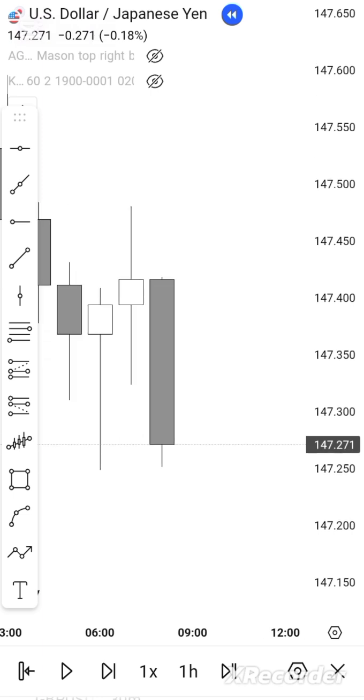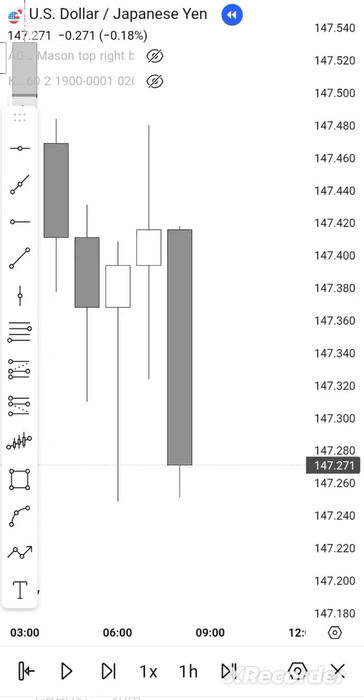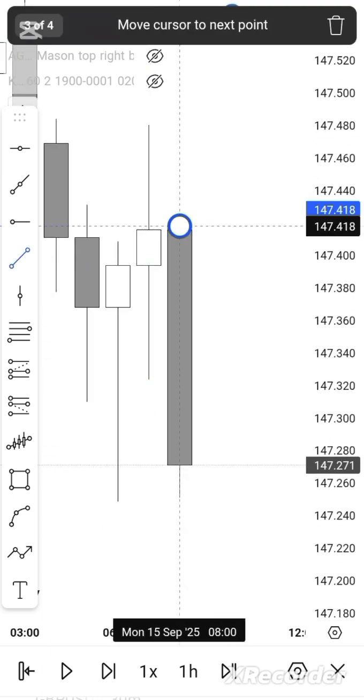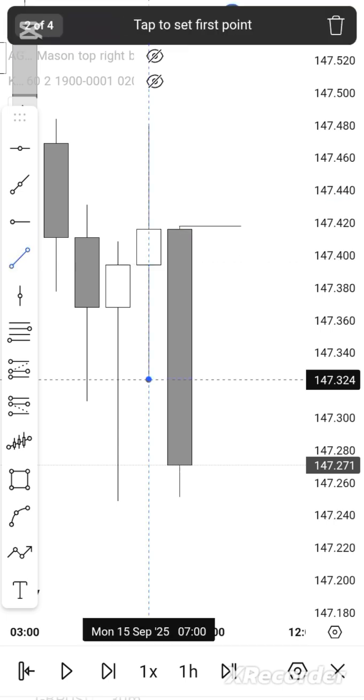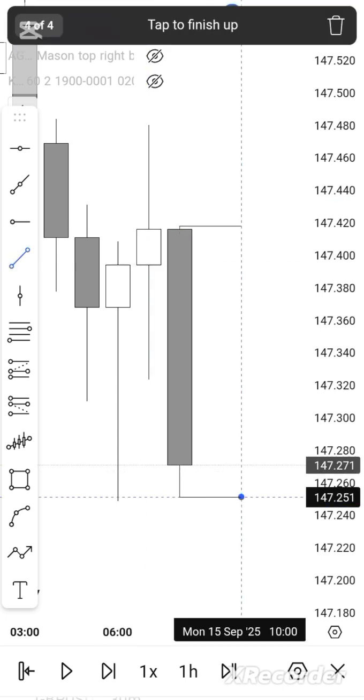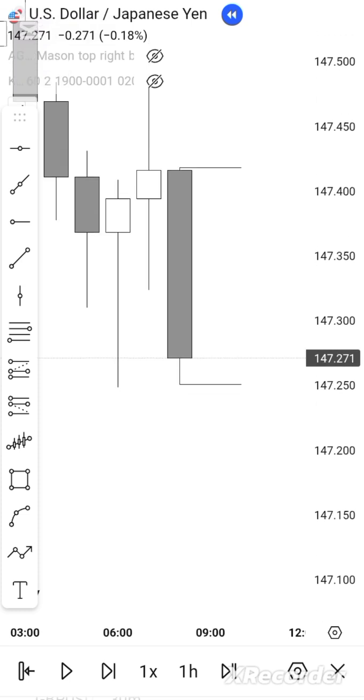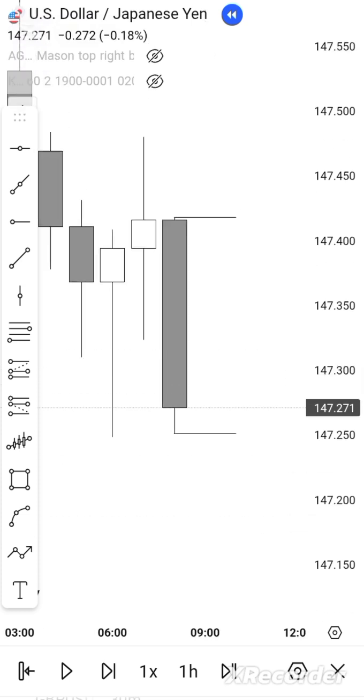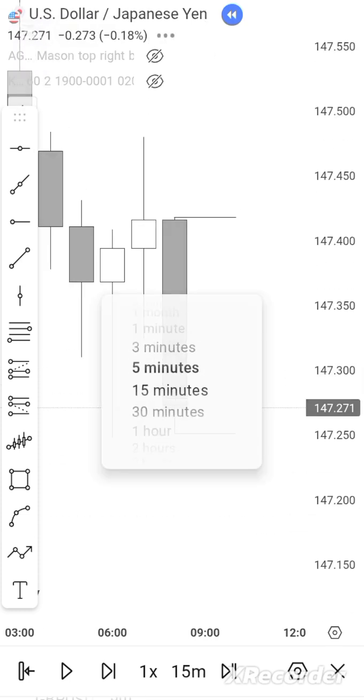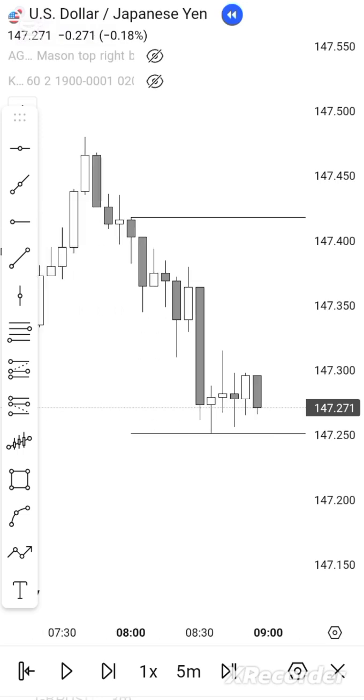Now the guidelines I gave yesterday in the video, I said the first thing to do is to mark the high and the low of the 8 a.m. candlestick. After marking the high and the low of the 8 a.m. candle, we go all the way down to the 5-minute time frame.